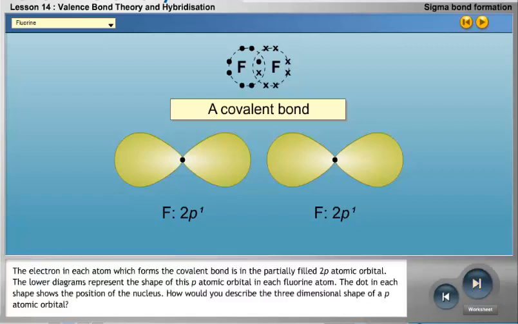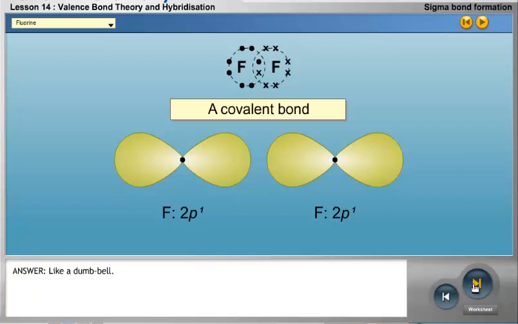The electron in each atom which forms the covalent bond is in the partially filled 2p atomic orbital. The lower diagrams represent the shape of this p atomic orbital in each fluorine atom. The dot in each shape shows the position of the nucleus. How would you describe the three-dimensional shape of a p atomic orbital? Answer: like a dumbbell.